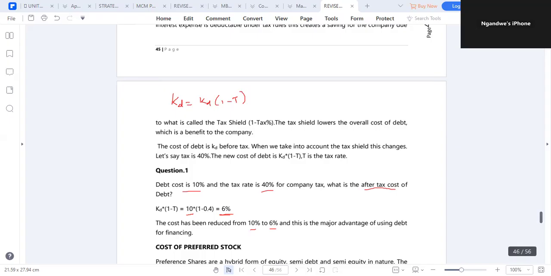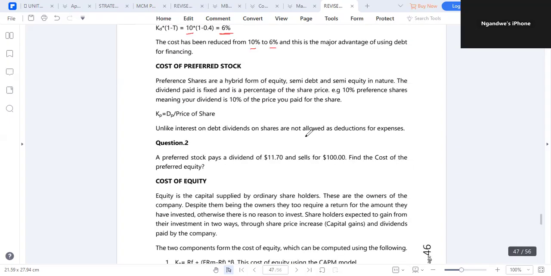So we also go to another kind of structure which we call the preferred stock. Preference shares are a hybrid form of equity. They have a partial debt and equity form. Okay, so they act like debt. So like dividends are not tax deductible. So the formula for the cost is given by DP over PO, where DP is simply the dividend paid and PO is the market price.